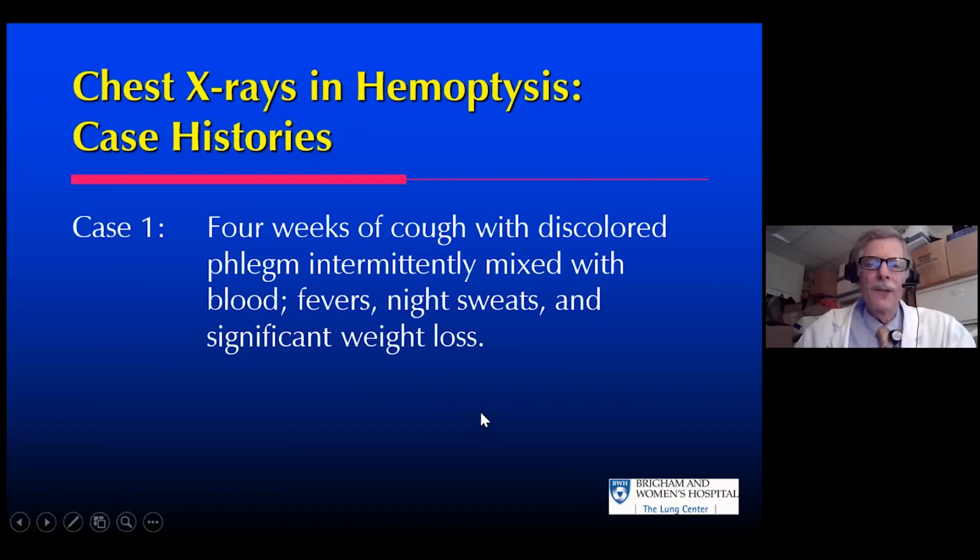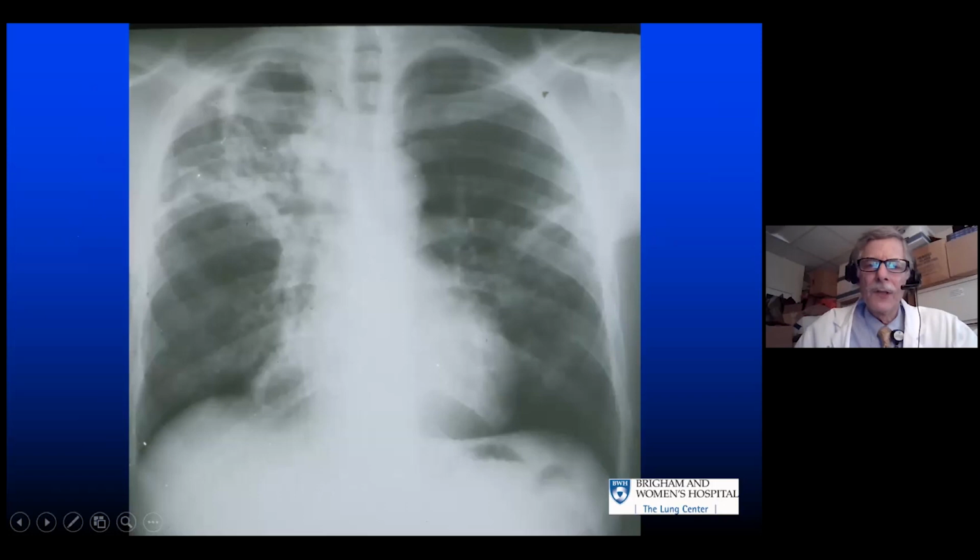First is a patient with 4 weeks of cough and discolored sputum intermittently mixed with blood. Patient has had fever and night sweats and significant weight loss. If you go get a chest x-ray, it's quite striking, isn't it? It's very abnormal, particularly in the right upper lobe, although there's disease here in the left upper lobe and obscuring the heart border here in the right middle lobe. But let's focus on the right upper lobe.